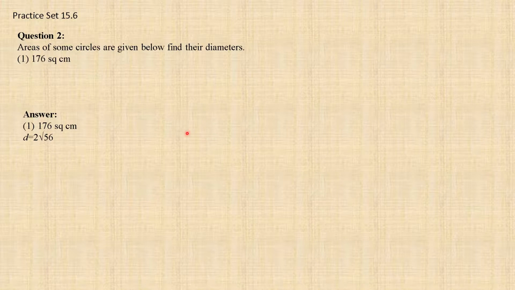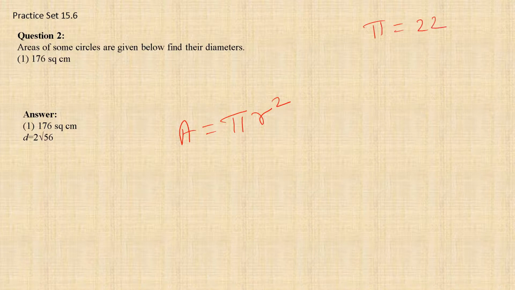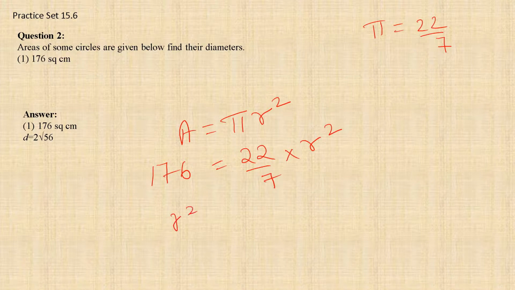Once we substitute this in the area formula, so as we know, the formula for area is equal to pi r square. So we take the value of pi to be 22 upon 7. So area is 176. Pi we will take it to be 22 upon 7 and r square we will keep as it is. Rearranging this in terms of r square, so we'll get this 176 into 7 divided by 22.